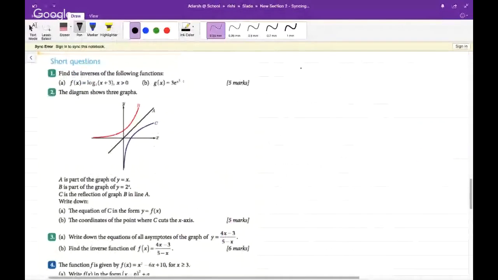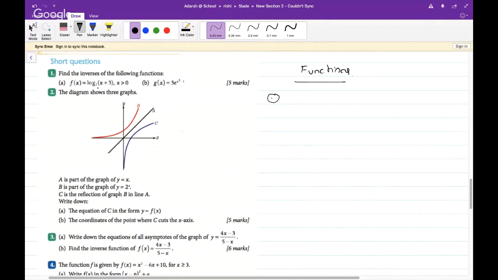Today we are going to learn functions mixed questions for IB. Now, let us do the first question. Find the inverse of the following functions. So now the question is f of x is equal to log of x plus 3 to the base 3. The value of x is given to be greater than 0.